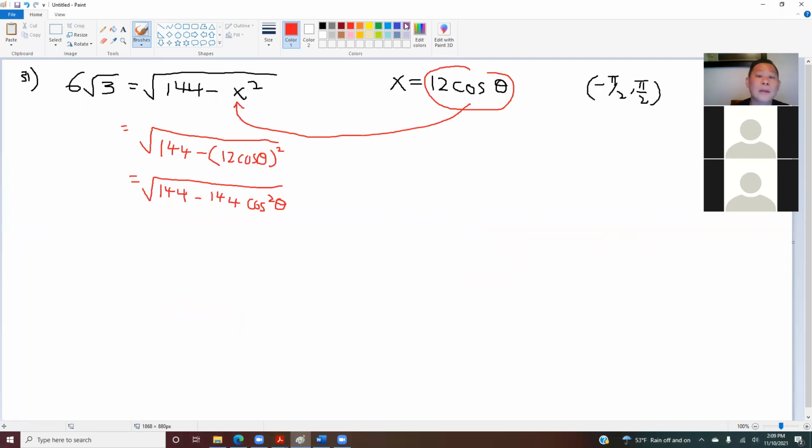What you notice here is that you can factor something out. So this 144, you can factor it out. When you factor out 144, you will get 1 minus cosine squared theta, because they all have 144 in common. And then for this 1 minus cosine squared theta, we can use the Pythagorean identity.